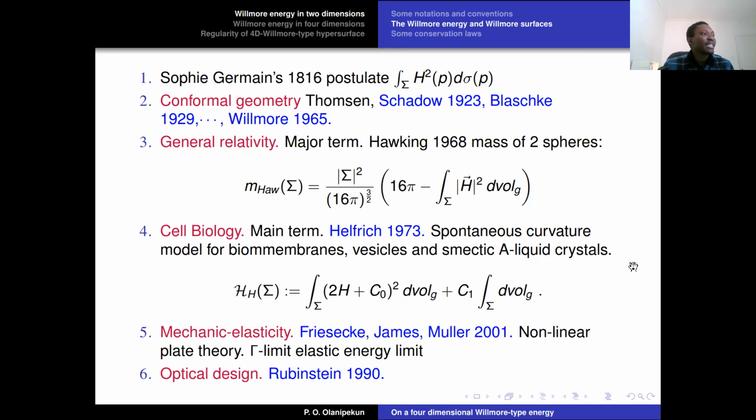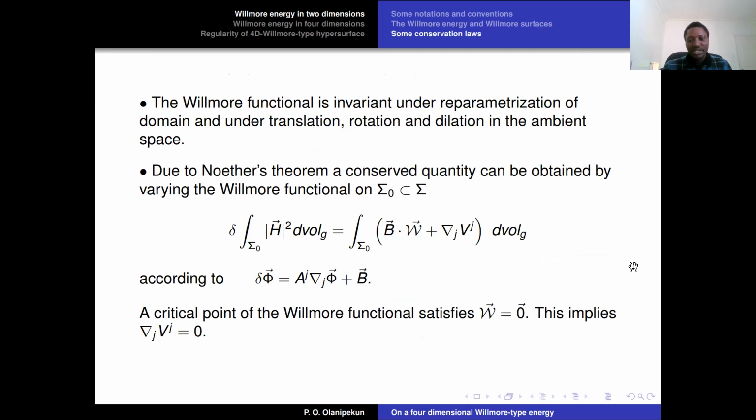But for us, as I said, we just want to see what this energy looks like in 4 dimensions. But then from an analytical perspective, what meaning can we give to the Willmore energy as analysts? First of all, we need to know some properties of the Willmore energy. The Willmore energy is invariant under reparameterization of the domain. It's invariant under translation, under dilation, and under rotation. But not fully. The way it's defined as the integral of H squared is not really invariant under inversion.